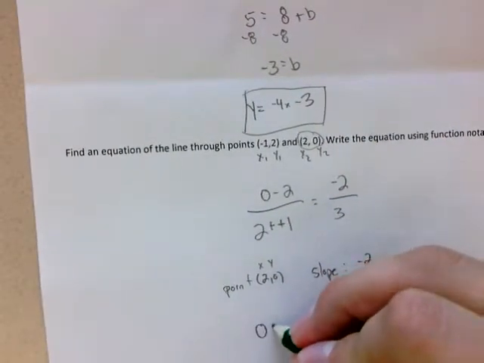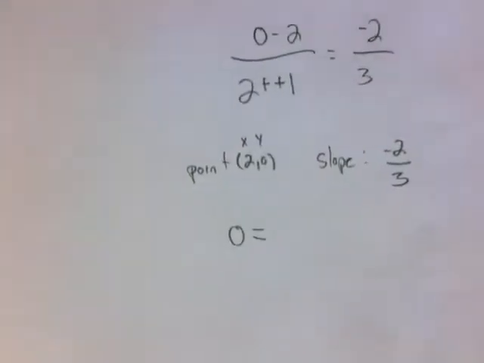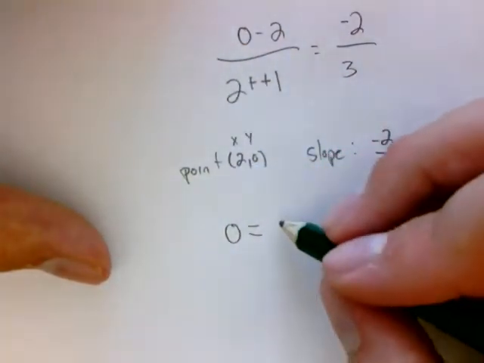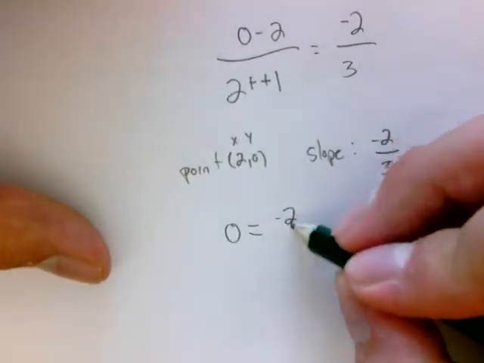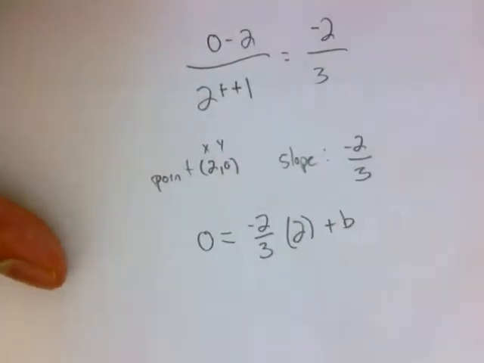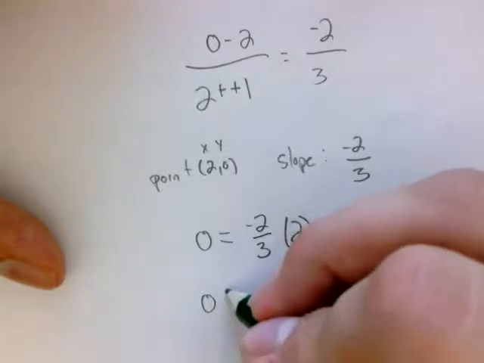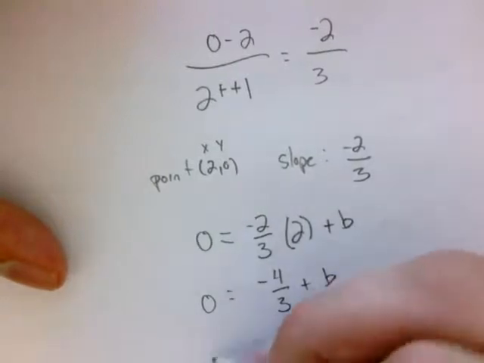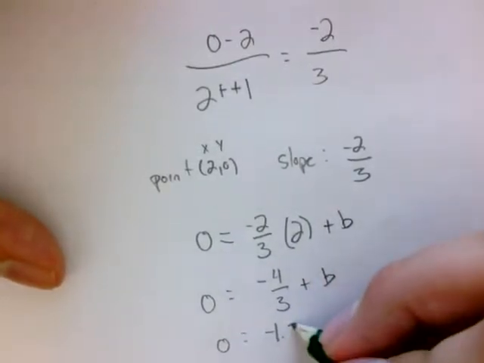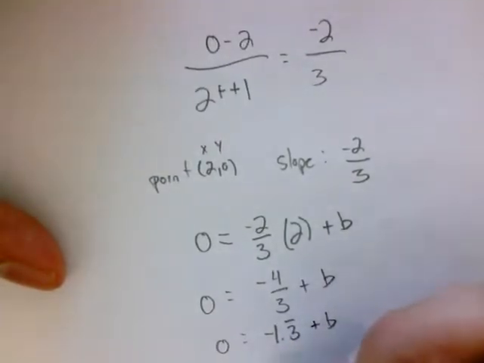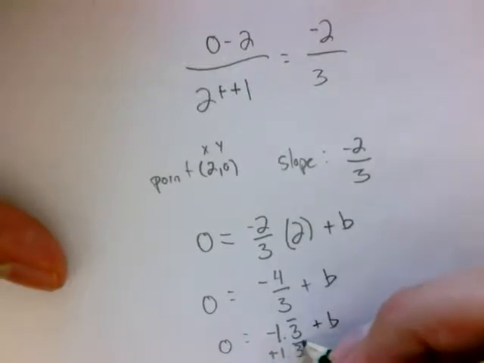So my y is 0. 0 equals my slope, which is negative 2/3, times my x, which is 2, plus b. Now when you multiply this out, you get 0 equals negative 4 over 3. If you put this in your calculator, this is what it'll look like: 0 equals negative 1.3 repeating plus b. To get rid of this negative 1.3 repeating, you add 1.3 to both sides.